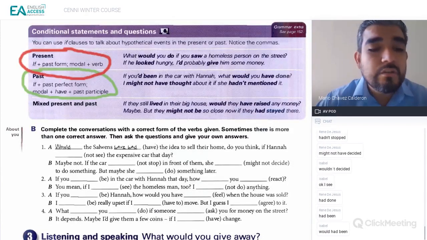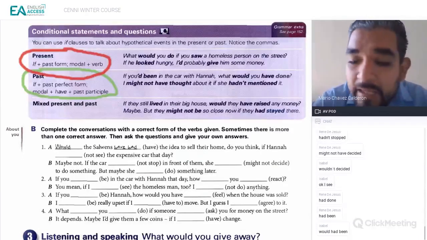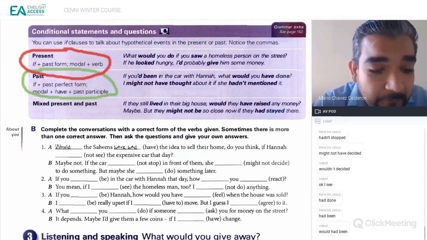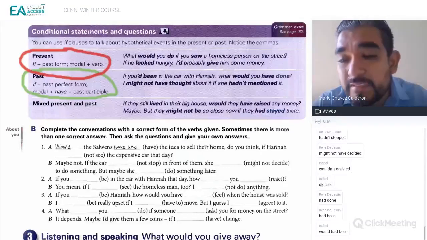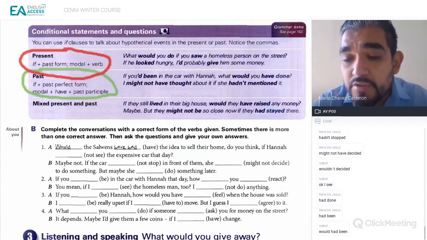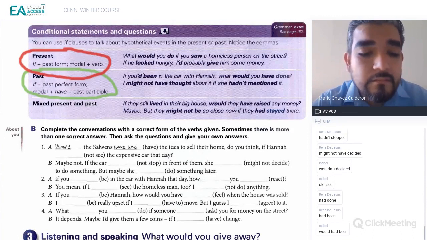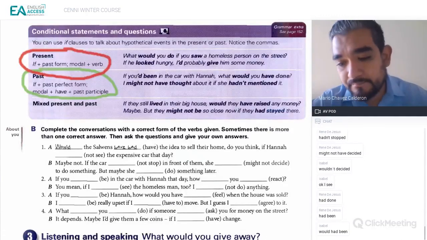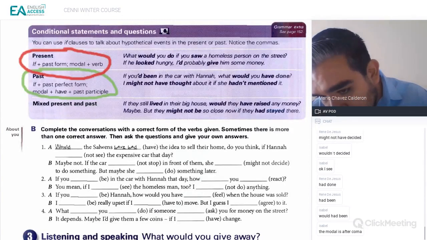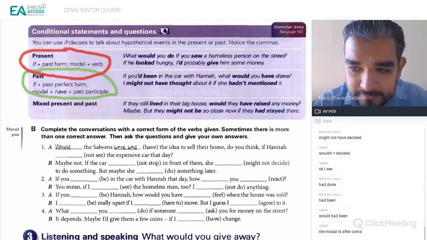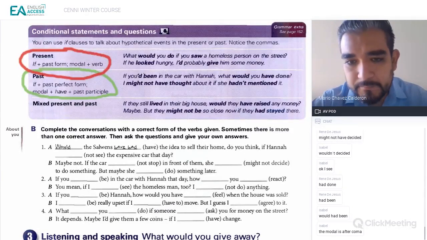So we need to use the, and you can see that is the if clause. If you. So after if you, we need to use the past perfect. So we should say if you had been in the car with Hannah that day. How? The modal is after the comma. Yes, after the comma or in the second statement.